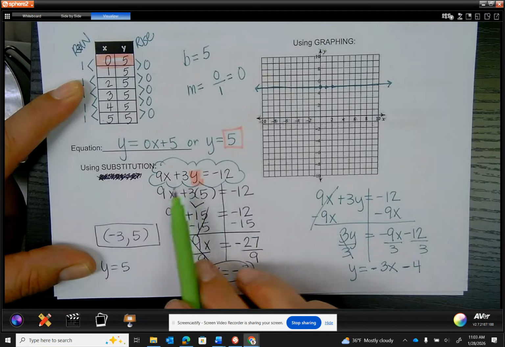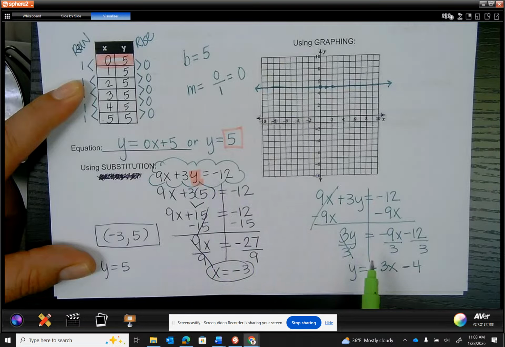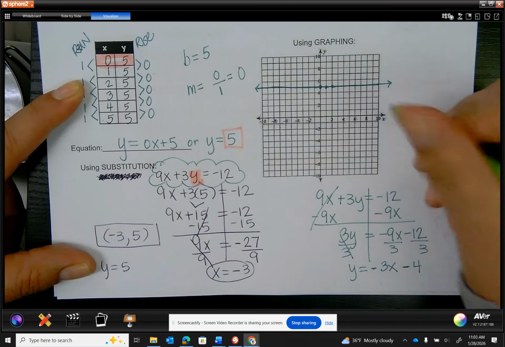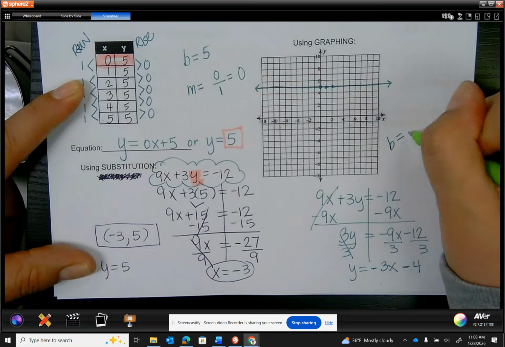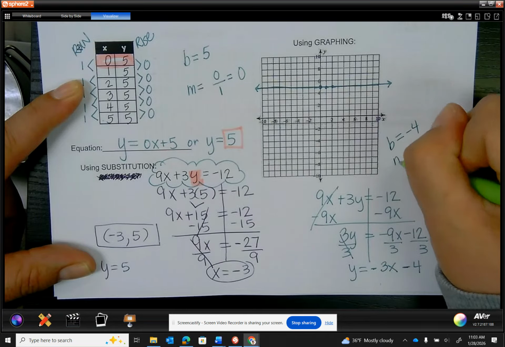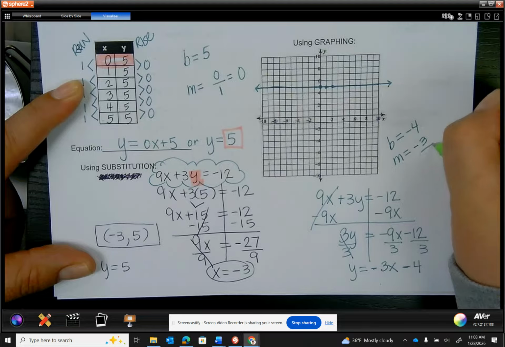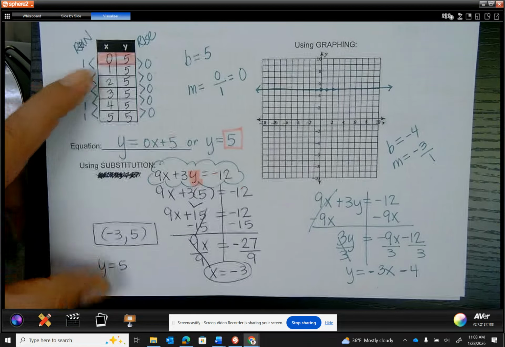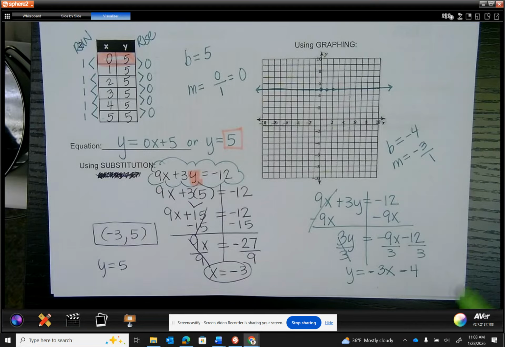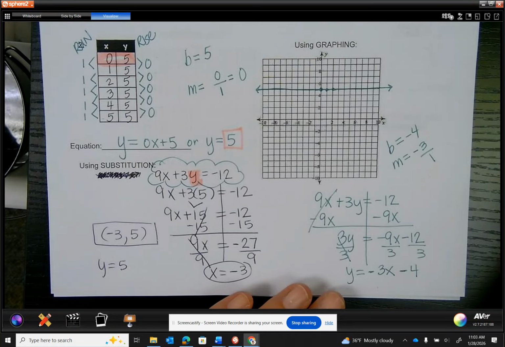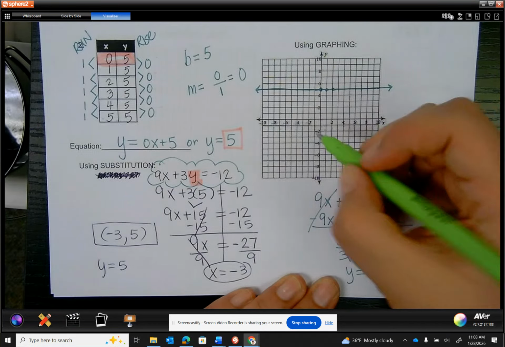So now that we have this equation in slope-intercept form, we know that the y-intercept is negative 4, and we know that the slope is negative 3, which I can represent as negative 3 over 1 to have rise over run. So now we have the information we need to graph the second equation. So I'm going to start on the y-axis at negative 4.